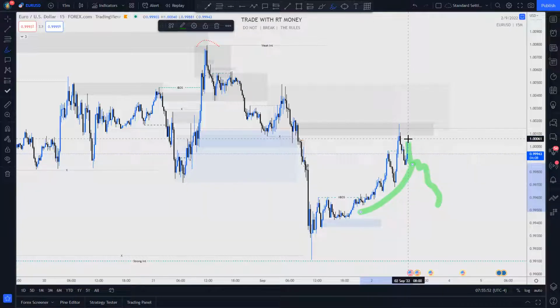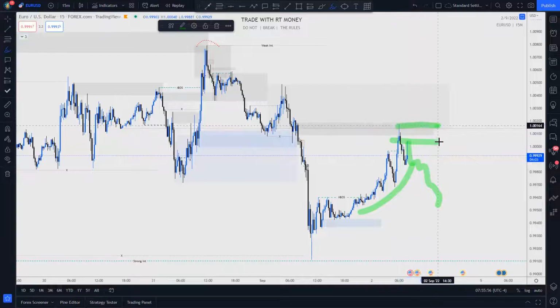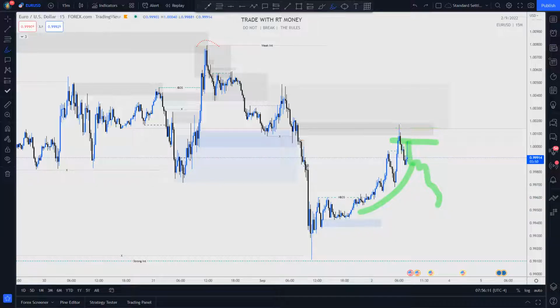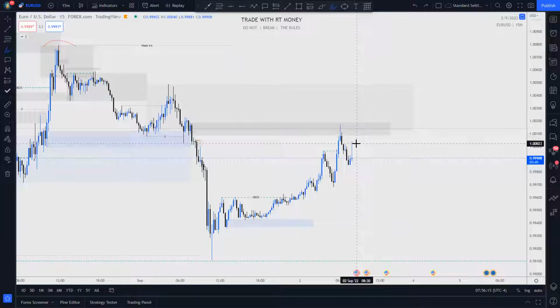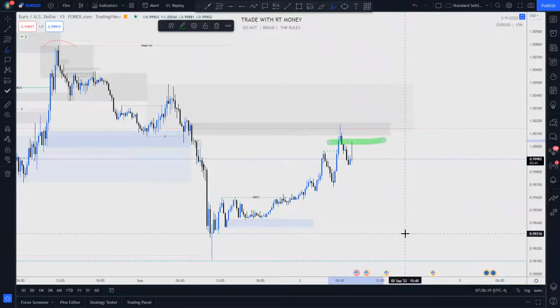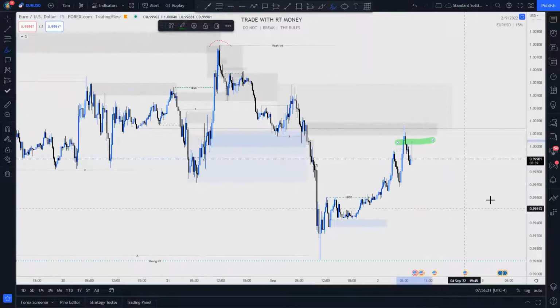If we get it here, because price just tapped this zone, this will be a very interesting move to take down for this sweep of sell side liquidity. I kind of like what's happening here, because that was a very nice mitigation there. So look for your confirmations.